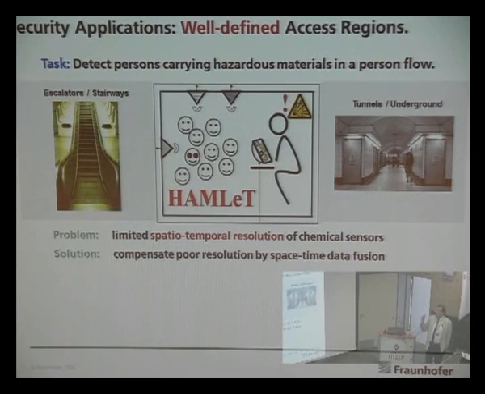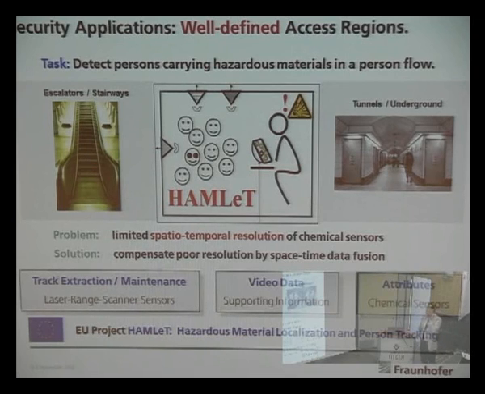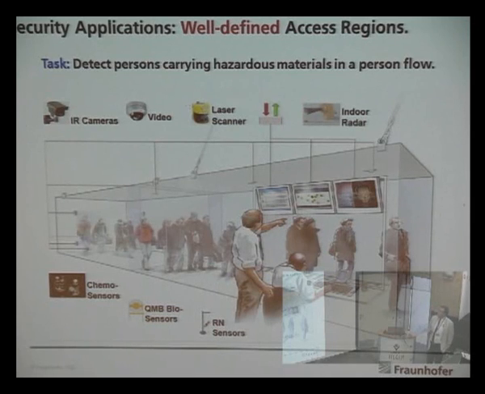And space is that you add more than one sensor. Chemical sensors have the potential of being cheap. You can equip the wall with several sensors. Data fusion means combining the output of all the chemical sensors with all the tracks of all persons at each instant of time. This is data fusion. And data fusion, therefore, is a means to compensate poor resolution by adding time and space, by adding data, actually. We have proposed this to the European Union and won the project. The project has the name HAMLET, Hazardous Material, Localization and Person Tracking.